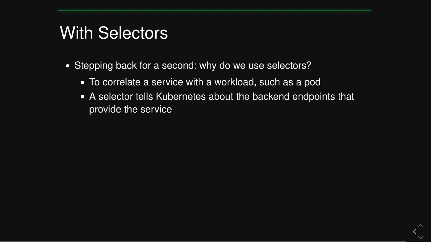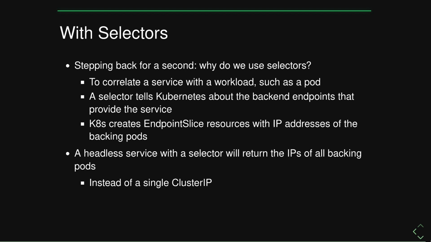This is what tells Kubernetes about those endpoints that provide the service so that it can automatically create those endpoints as we saw earlier. In the case of a headless service, when we specify a selector, Kubernetes will return A or quad A records in the case of IPv6 for all of the IP addresses that back that service instead of that single cluster IP. So what does that mean? Let's go take a look.